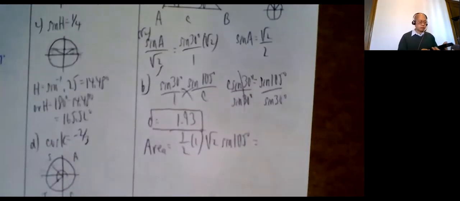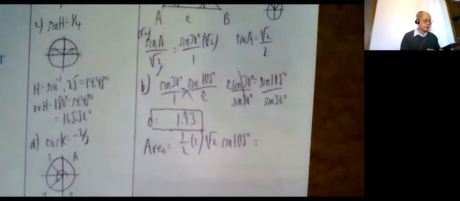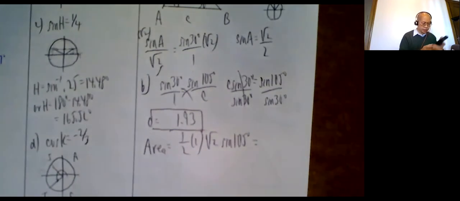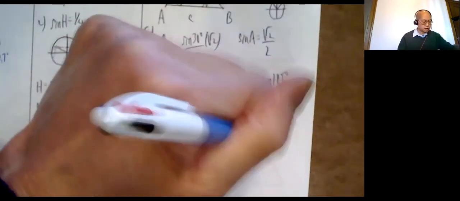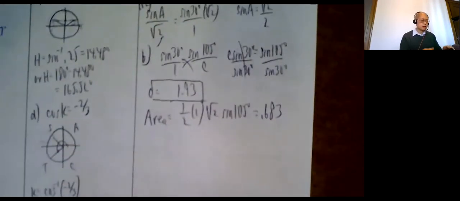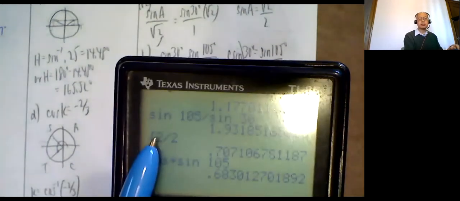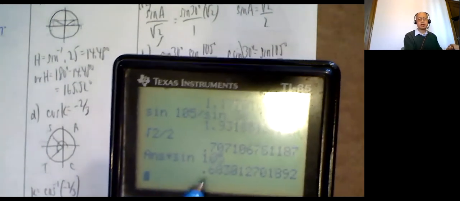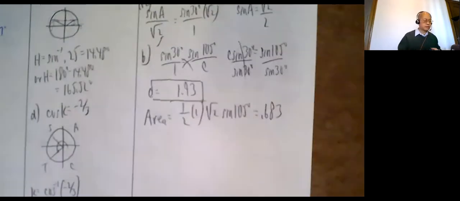All right, so square root of 2 divided by 2 times the sine of 105. 0.683. Okay. I did square root of 2 divided by 2, 0.707, and then multiplied by the sine of 105, 0.683.